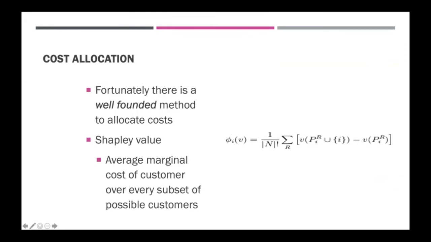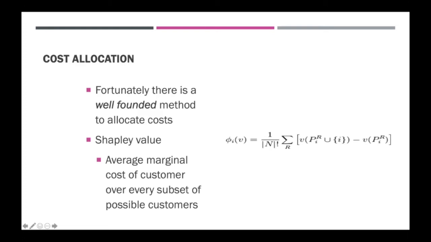It's a completely well-founded method to allocate costs. And it's the average marginal cost, but averaged over every possible subset of customers. So this is the only mathematics I've got on my slides. Don't worry if you don't understand it. It's saying, look at every possible subset of customers, and look at the average marginal cost of adding a particular customer to that particular subset, average over all n factorial subsets, and that gives you the Shapley value.